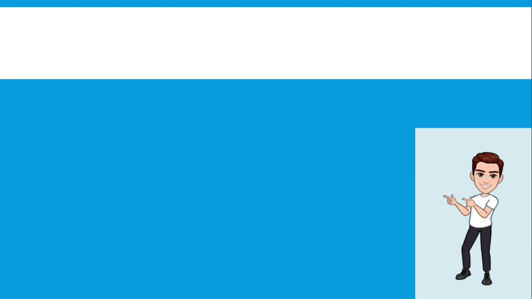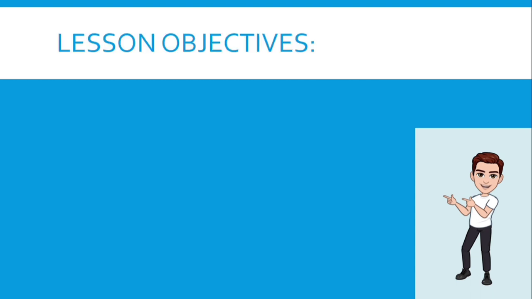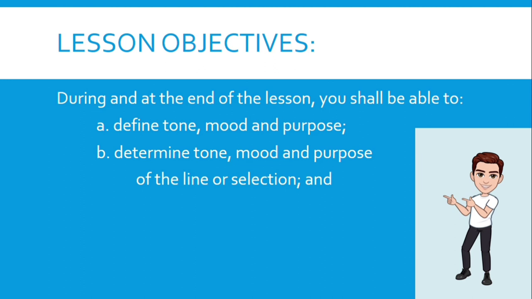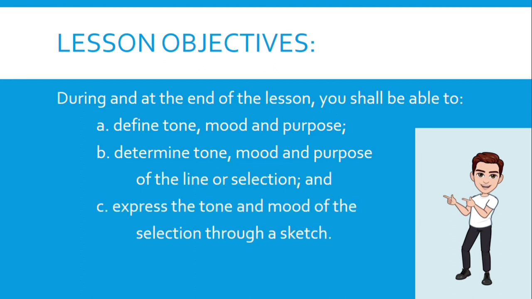Now, for today's lesson, here are our objectives. During and at the end of the lesson, you shall be able to: A. Define tone, mood, and purpose. B. Determine tone, mood, and purpose of the line or selection. And C. Express the tone and mood of the selection through a sketch.